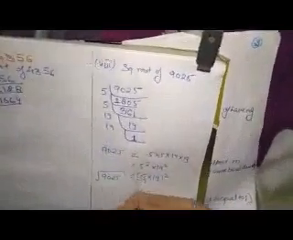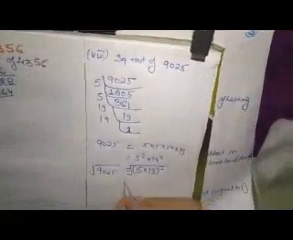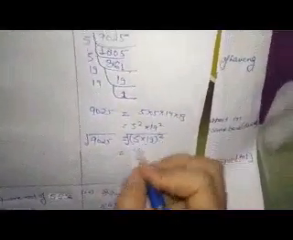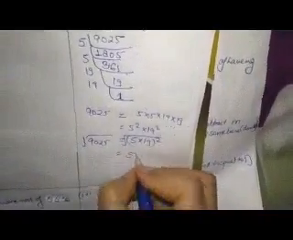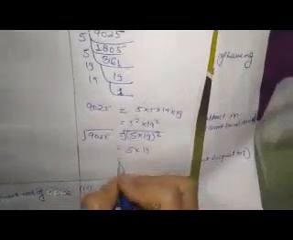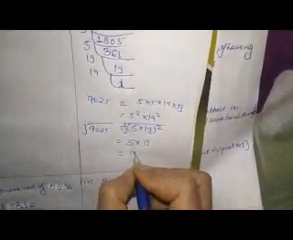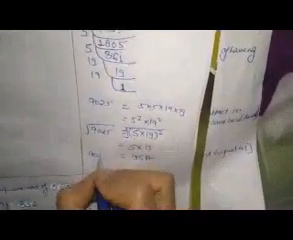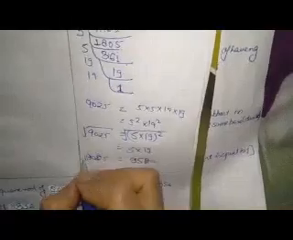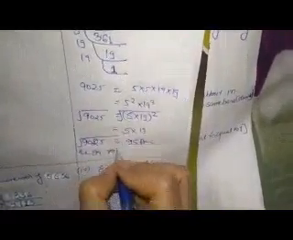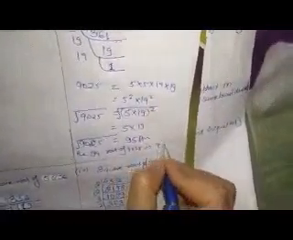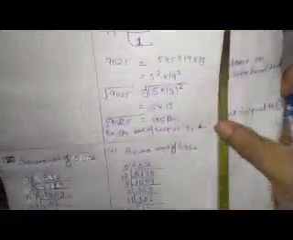9025. I will put an under root on both sides, and this under root and square will be cancelled together and I will get 19 into 5, which is 95. That is the answer. You will write it like this: the square root of 9025 is 95. This is the answer.